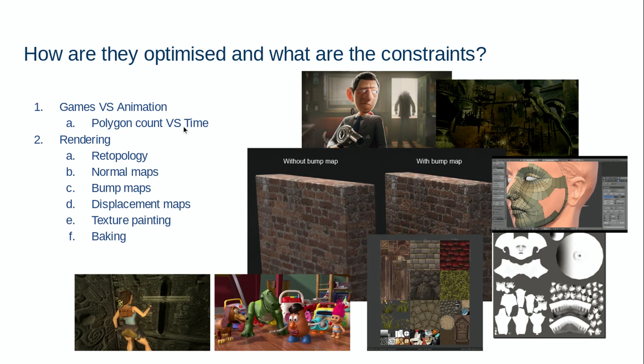Whereas with an animation, the only real constraint, they don't have to worry about polygon count at all. They can use as many polygons as they want. The only constraint they have is time, so how long it takes to render that stuff. Because, of course, with a video game, it's rendering in real time. It's rendering on demand. When the player uses the controls, the character needs to respond there and then in real time.